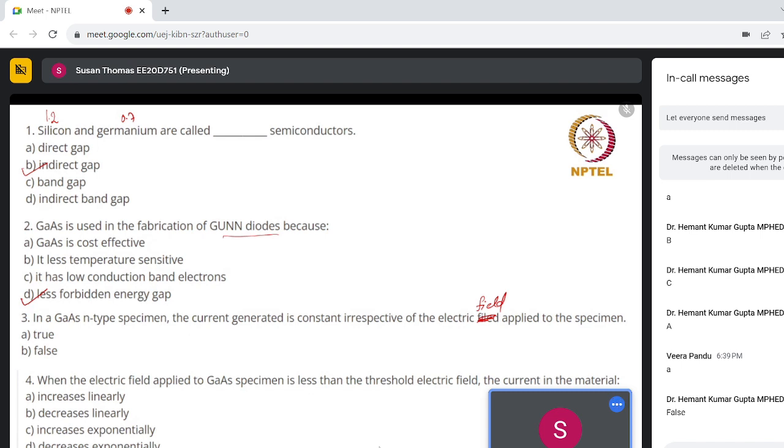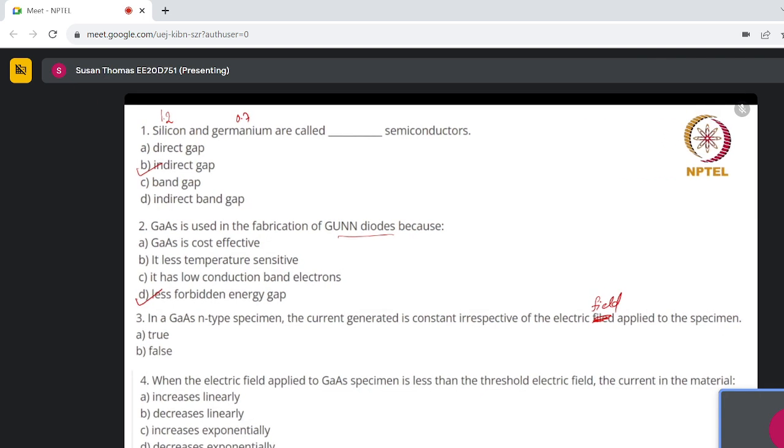Is the current generated constant? I mean, however much electric field you apply, does the current remain constant? Remember the working principle of a Gunn diode. As you apply the electric field, what will happen? So you know that when the electric field reaches a threshold, say E_th or something like that, the current will suddenly become oscillatory.